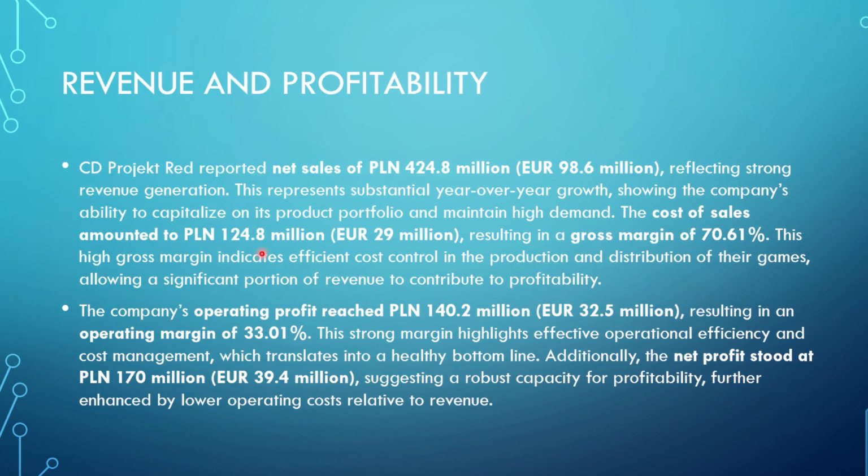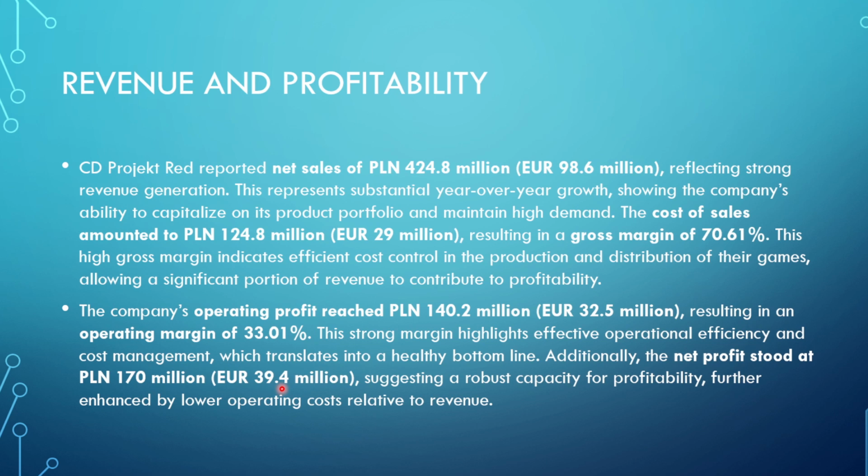Revenue and profitability. CD Projekt reported net sales of 98.6 million, reflecting strong revenue generation. This represents substantial year-over-year growth, showing the company's ability to capitalize on its product portfolio and maintain high demand. The cost of sales amounted to 29 million, resulting in a gross margin of 70.61%. This high gross margin indicates efficient cost control in the production and distribution of their games, allowing a significant portion of revenue to contribute to profitability.